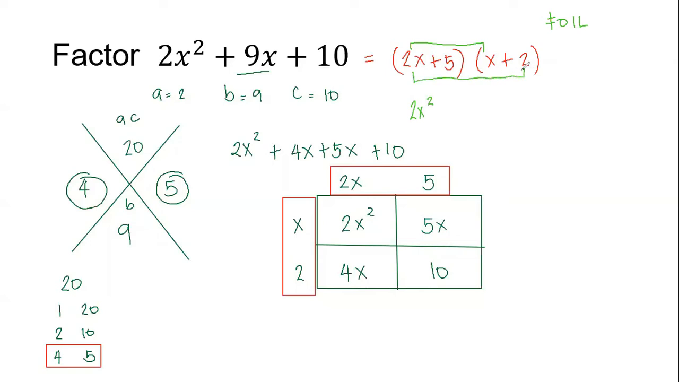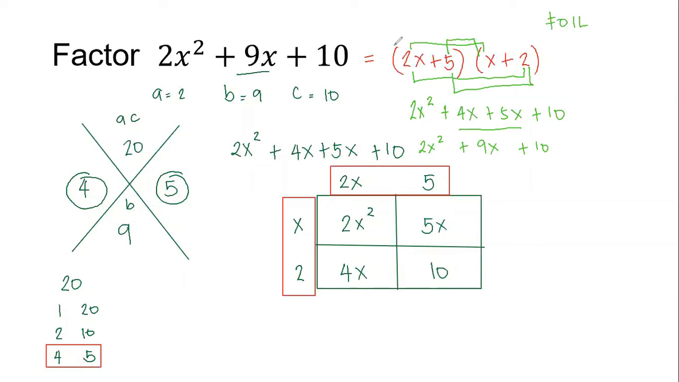Then 2x times 2, that would be 4x. And 5 times x, that would be 5x. And for the last terms, that would be 5 times 2, which is 10. If we combine the similar terms, our answer would be 2x squared plus 9x plus 10, which is the original expression right here, right?